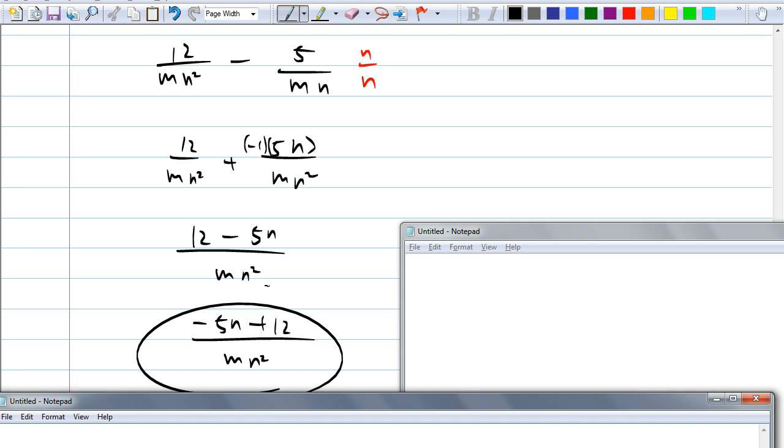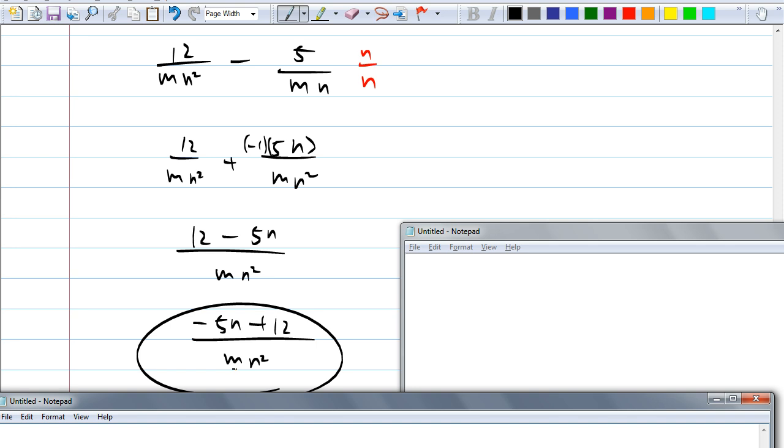Please remember that. Many times people do all this work, and at the end they just cross out n and n squared. They write negative 5 plus 12 over mn or something like that. That'll be wrong, okay? You can only cancel those out if they are factors of the whole numerator and the whole denominator. Cannot stress that enough. They think they're common factors, but they're not really common factors of the whole numerator and the denominator.